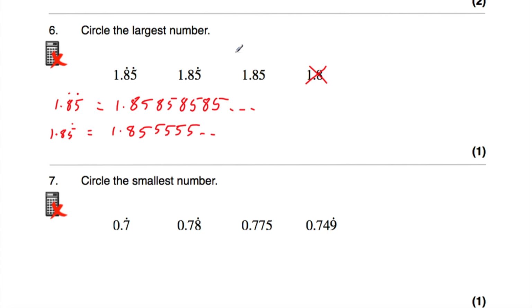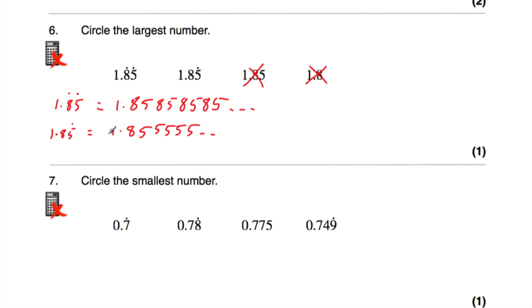And we've also got our 1.85 here. Now, if we have a look at the ones of the units, they've all got 1 in the ones of the units. Now, if we look at the tenths, they've all got 8 in the tenths. They've all got 5 in the hundredths. So now let's have a look at the thousandths. So that third decimal place. The 1.85 doesn't have a digit in the thousandths, so it's not going to be that one. So it means that one of these two numbers is our largest.